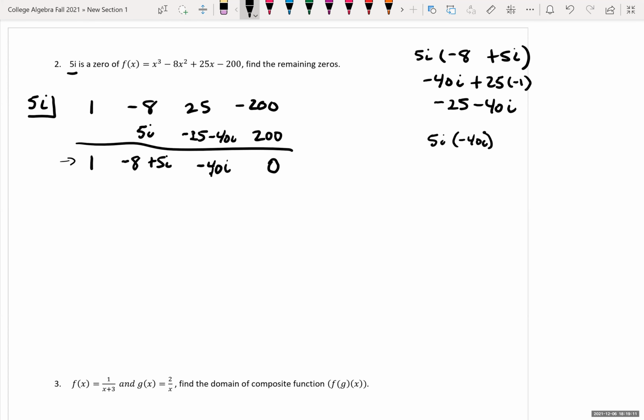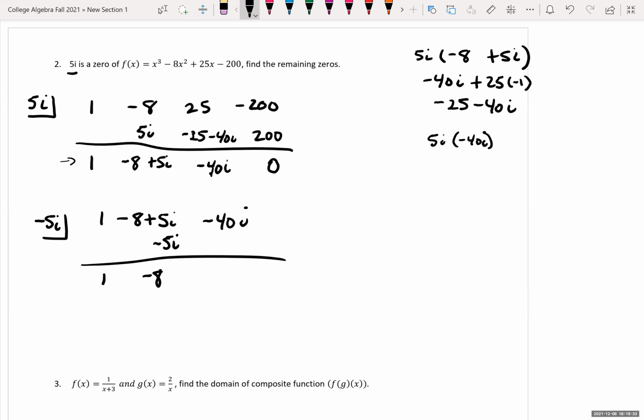So now we can do the same thing, but let's use this bottom row. And we know that, again, negative 5i should also be a 0 by the conjugate pair theorem. So bringing down 1, we have 1 times negative 5i is negative 5i. Combining this, we have negative 8. Negative 5i times negative 8, that's positive 40i. So that's 0.